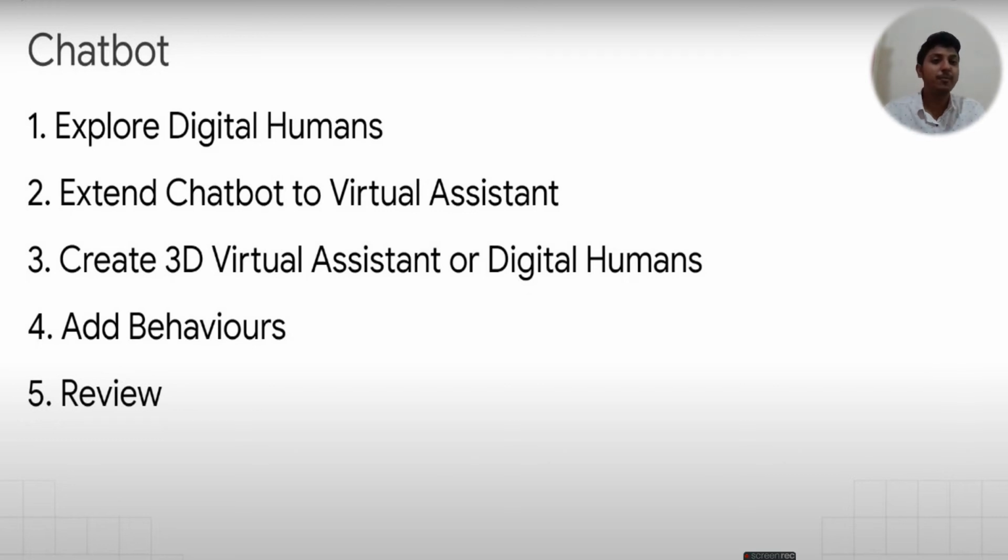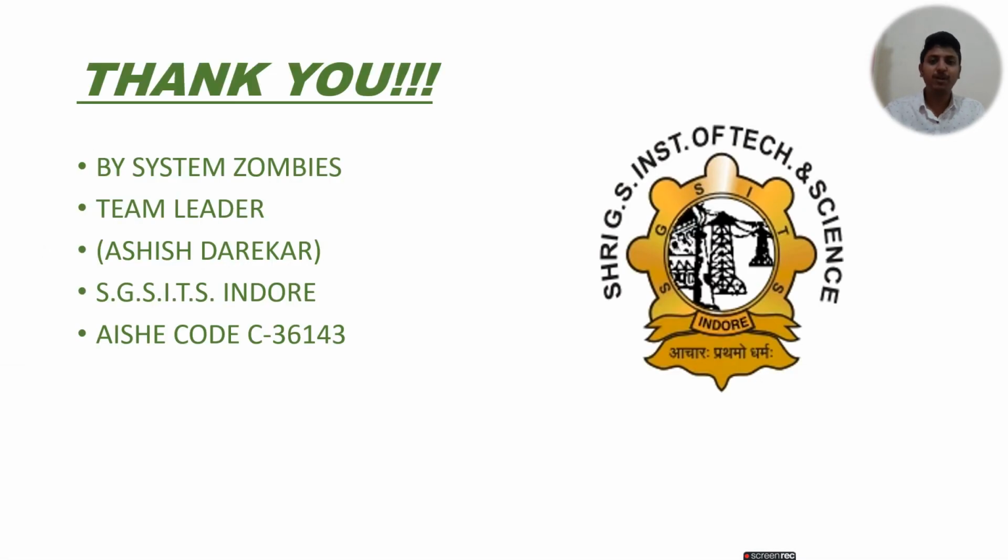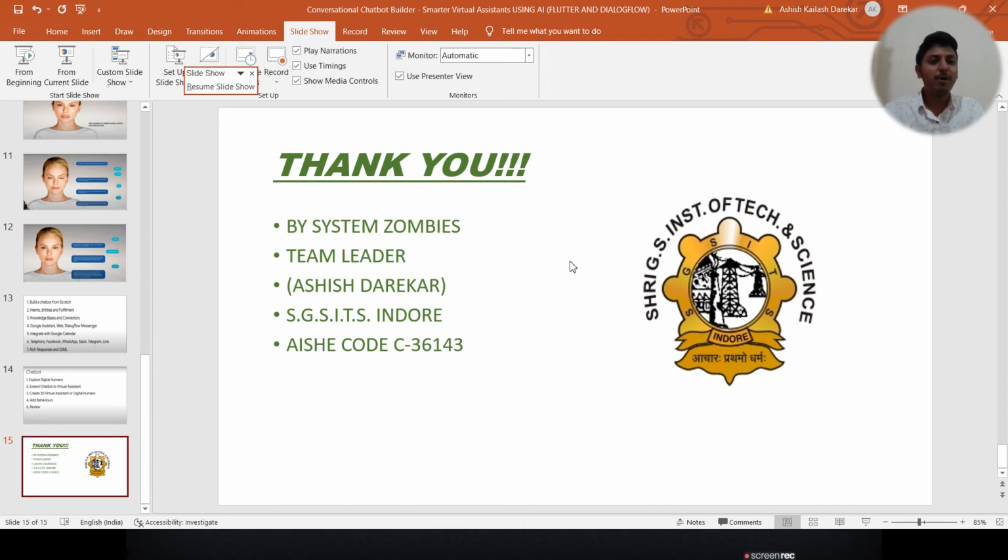So it's also an important point, as we have seen in the robot movie, that it gives behavior, some kind of feelings. So we can also add software programs, or give behaviors to that chatbot, so that we can get output from the chatbot as feelings, or described feelings. Now the review is completed. So thank you. I am team leader Ashish Darekar. I want to show a little bit more about this.